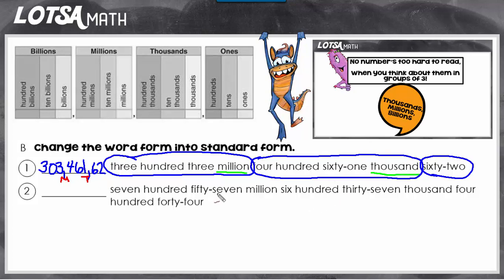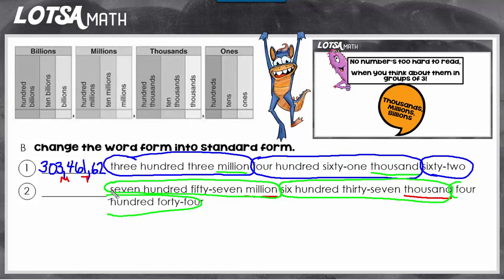So when you're first starting to change from word form into standard form, look for those comma words: thousands, millions, billions. So there's million. I'm just going to underline it. And there's thousand. And that's it. Now I'm going to go back and circle everything before the comma words, because that would be the digits that were in that period. Okay, when you're finished circling your periods, you just go back and convert them from words into digits by reading what's in each circle.